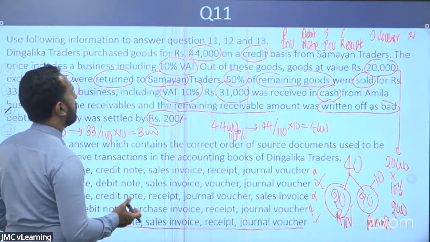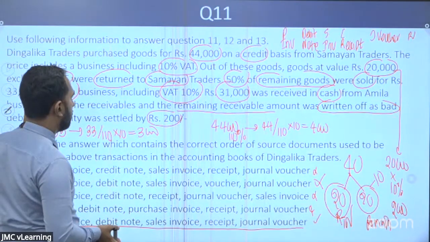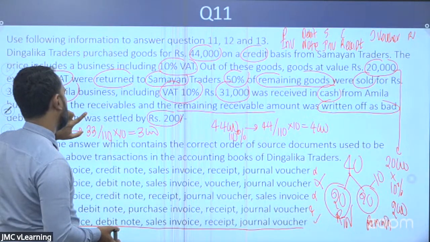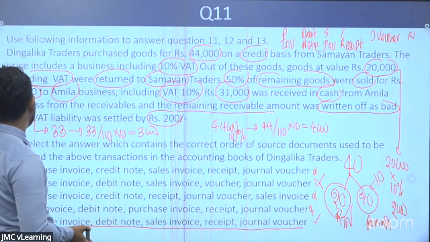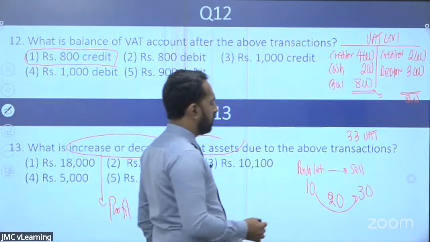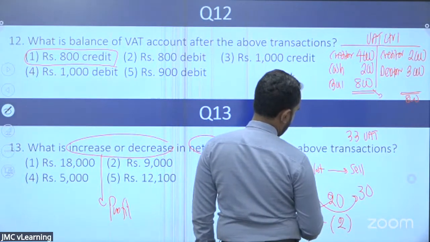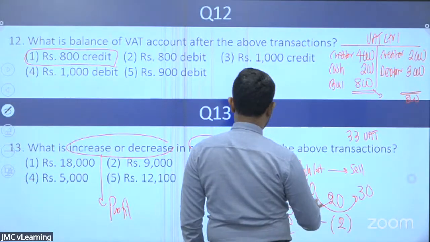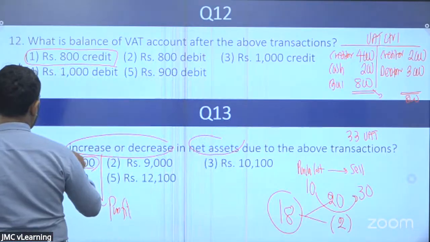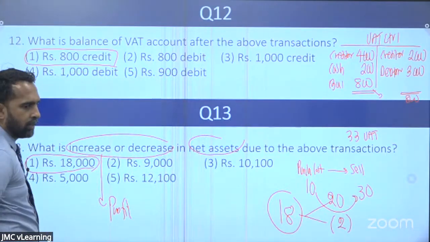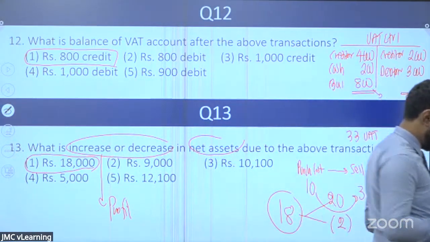31,000 was received from Amila, and you have made a sale of 33 to Amila. 31 was received and the remaining balance was written off. That means out of 33, 31 is received and 2000 is a bad debt. We have deducted 2000 as a bad debt. Then we can see there's a profit of 18,000. The profit would increase by 18,000. That would be the correct answer.